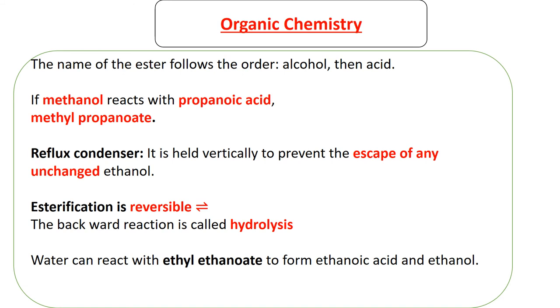That's where sulfuric acid comes in. Sulfuric acid is a drying agent. So sulfuric acid is going to absorb the water that is formed, leaving only the ester. So when there is just the ester, then the hydrolysis cannot occur, and then our esterification is going to continue, and we're going to get our ester.